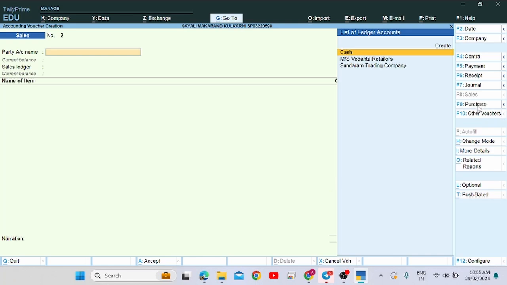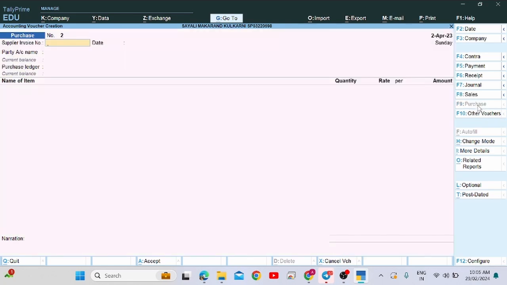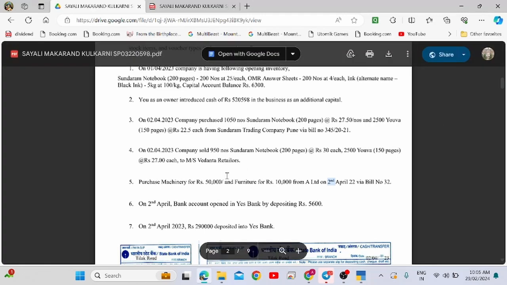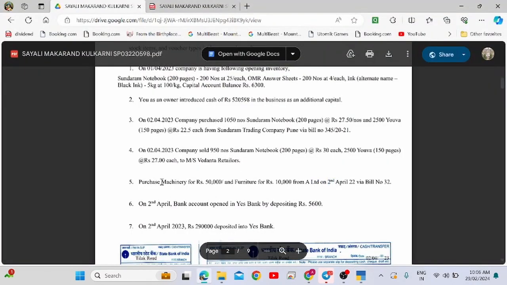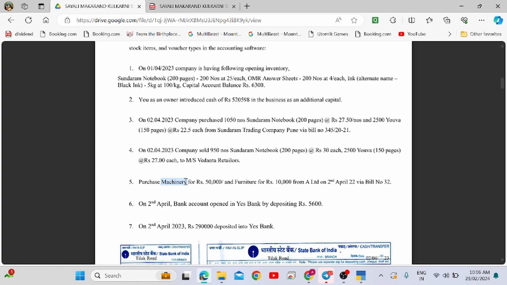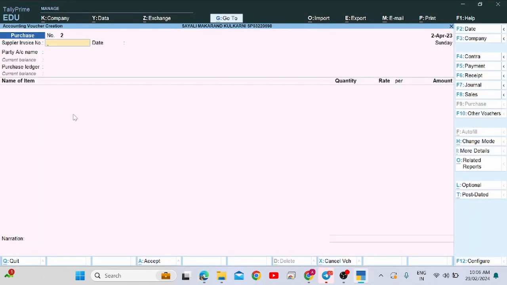Therefore select purchase. We want the purchase voucher type, and we want it on 2nd April. We are already on 2nd April, no need to change the date. And then purchase voucher type, correct. But in this voucher type, Tally is asking you to write the name of items. These are not our items. Items means what? Your goods. These are not the regular goods. These are your fixed assets. Therefore you cannot use the item invoice type.